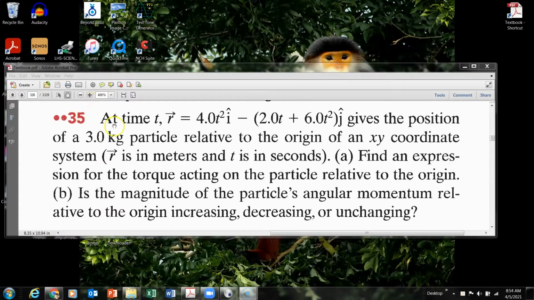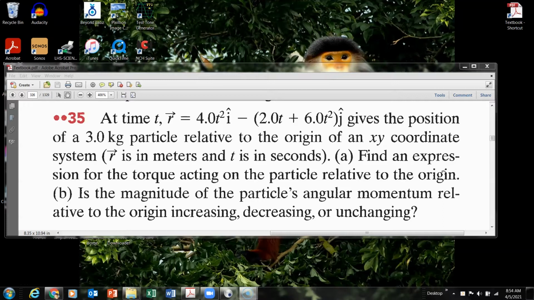Problem 35. We are given an equation for position as a function of time. So right away, a little bell, I hope, goes off inside your head. Ding! When I have position as a function of time, I can take the first derivative to get velocity and the second derivative to get acceleration. And they're asking me for an expression for the torque acting on the particle relative to the origin.